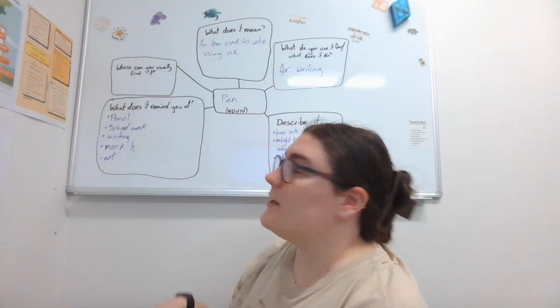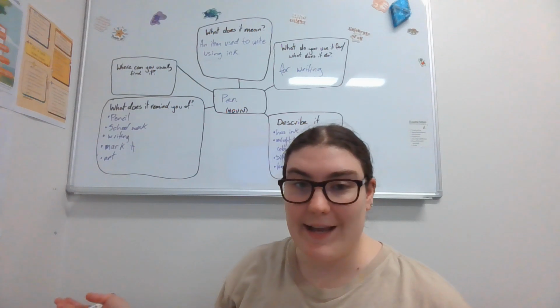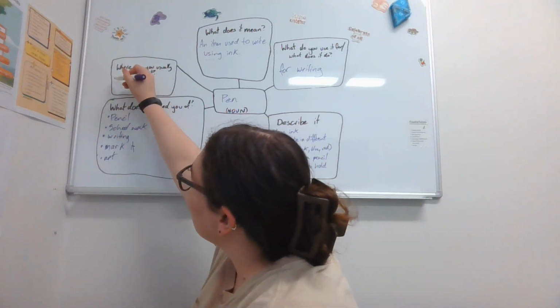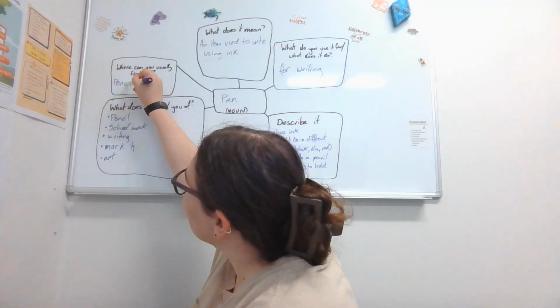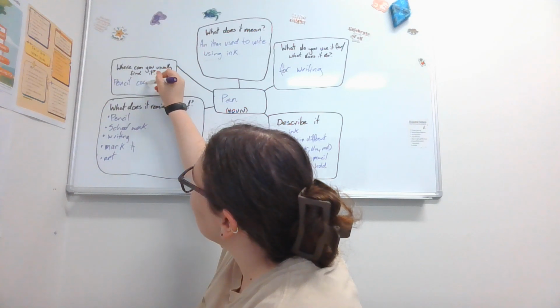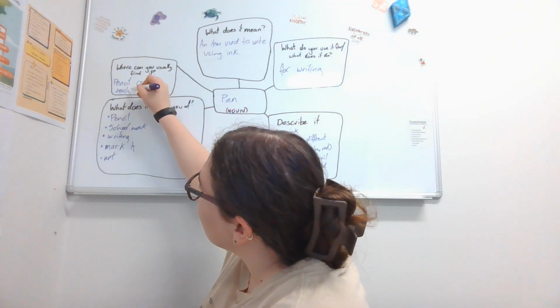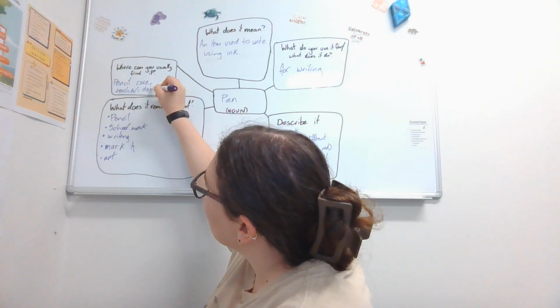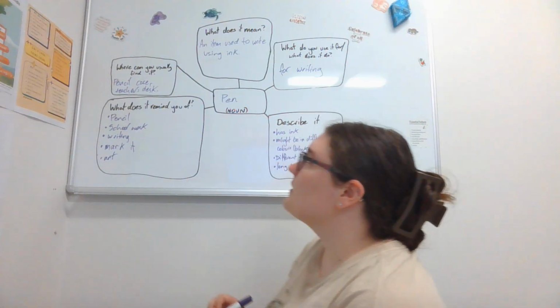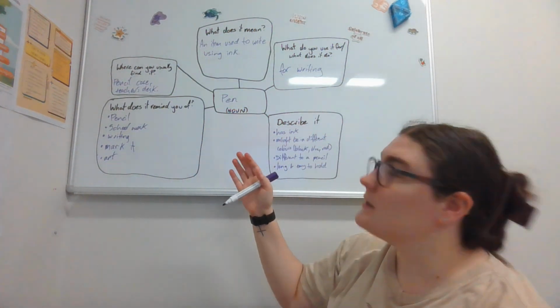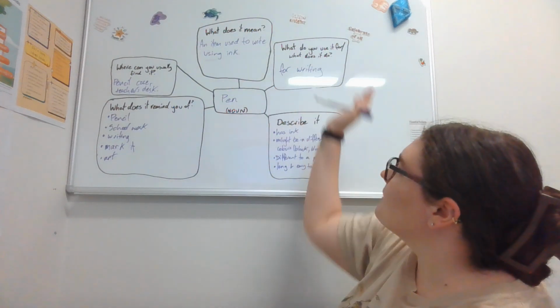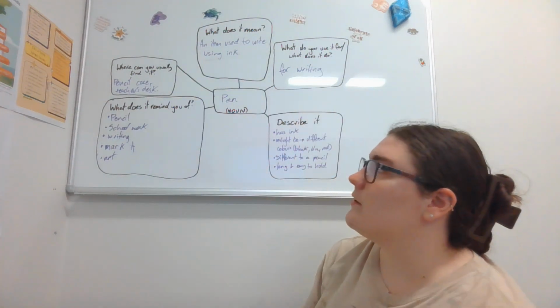And lucky last, where can you usually find it? In the classroom. We usually find a pen in our pencil case, or maybe the teacher's desk. So you can see we've mapped pen and we've made all these different connections to the word pen.